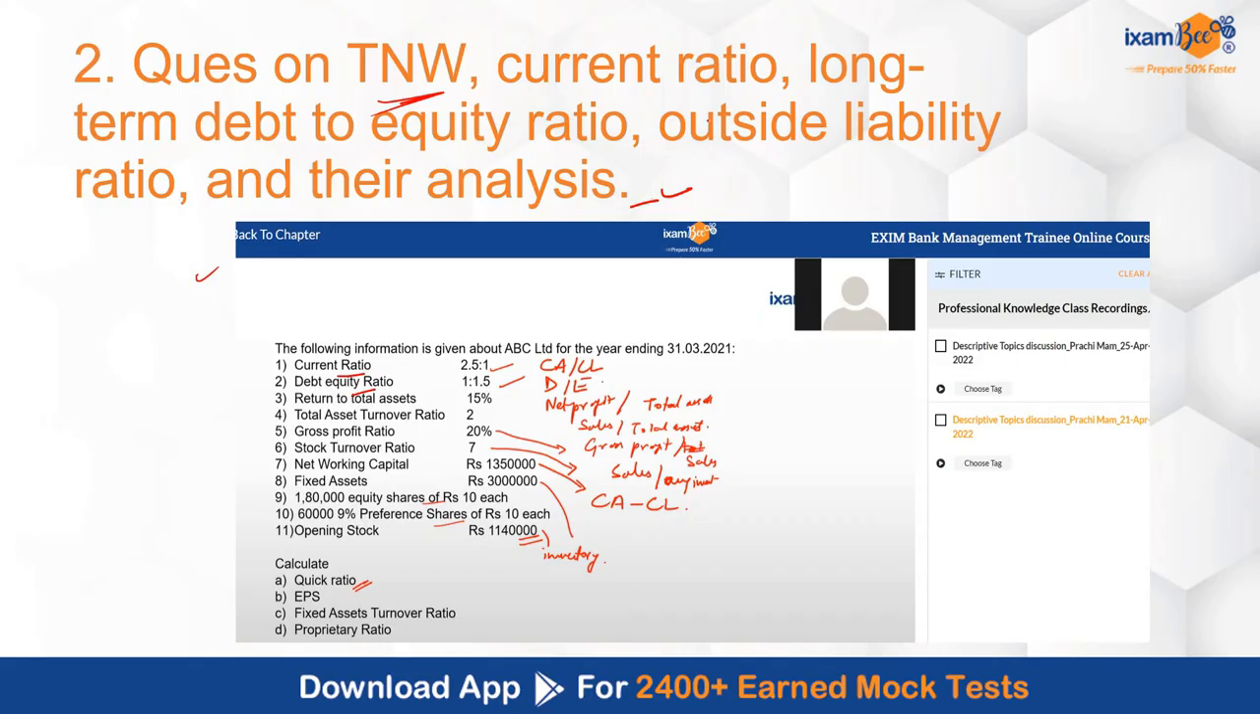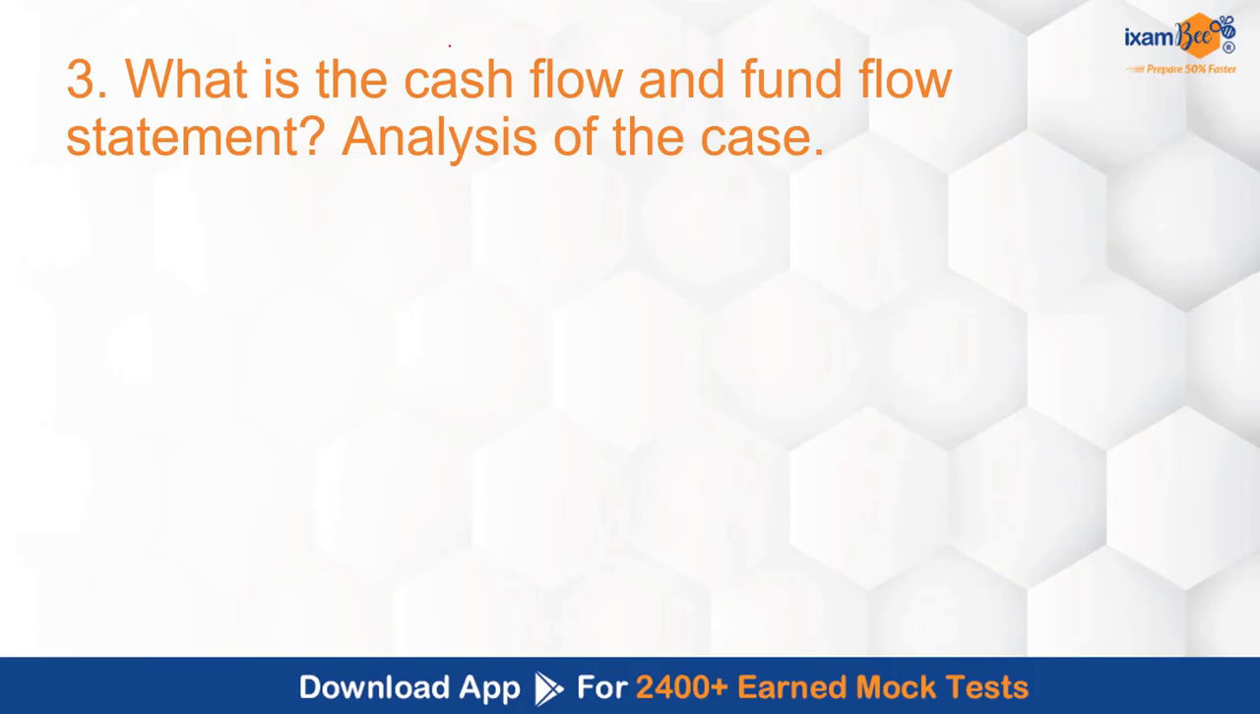Okay, then you had to find out current ratio. There were some figures on current ratio, long-term debt to equity ratio. All these were given and you had to do an analysis. Then the next question was on what is the cash flow and fund flow statement, and you had to do an analysis of a case that was given.